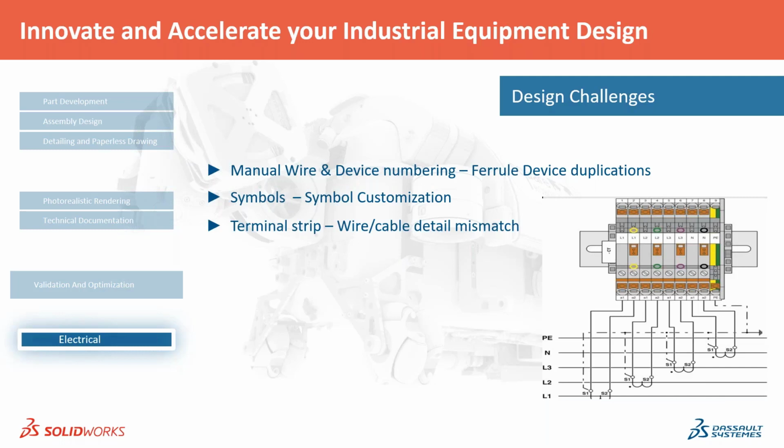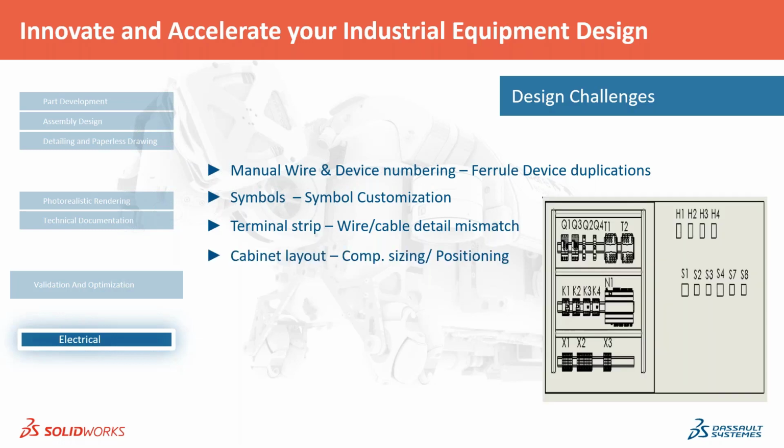And then comes the terminal strip. With respect to the terminal strip, there has to be wire or cable detailing which has to match with it. So there are chances that there will be a mismatch, due to which the terminal strip drawings might take a lot of time. Even there, they have to do the manual process and generate the terminal strip drawings. So the time increases here as well.